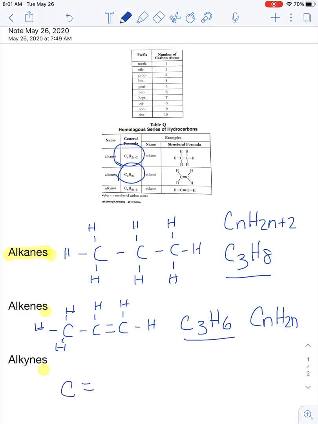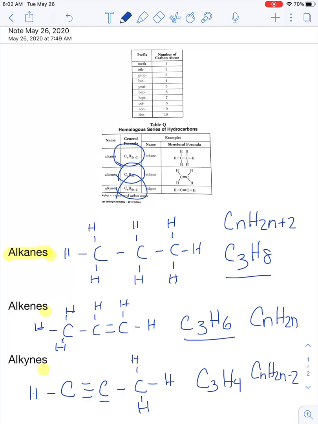And then lastly, alkynes have 1 triple bond for our class between the carbon atoms. So the first carbon would only need 1 hydrogen to have 4. The second one is already satisfied. It's got 4 bonds around it. And then the last one would need 3 hydrogens. So you're taking away hydrogens as you're adding more bonds between the carbon atoms. So this one would be C3H4, which follows the general formula of an alkyne, CnH2n-2.